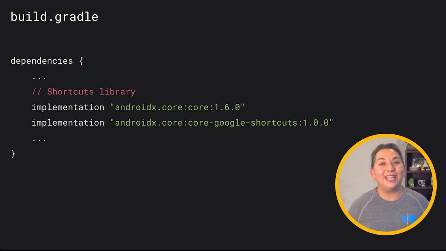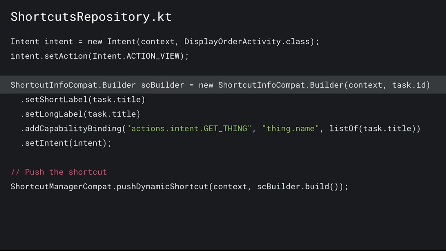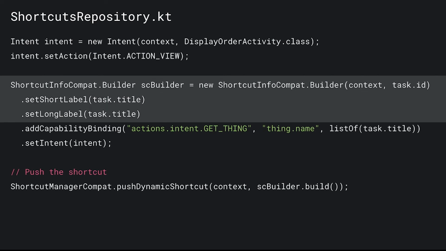To create and push dynamic shortcuts, first you'll need to add these two Jetpack library dependencies, the Jetpack Core Capability Library and the Google Shortcut Integration Library. Then you can create the shortcut using the ShortcutInfoCompat.Builder class. The new shortcut will need properties like ID of the shortcut and labels.